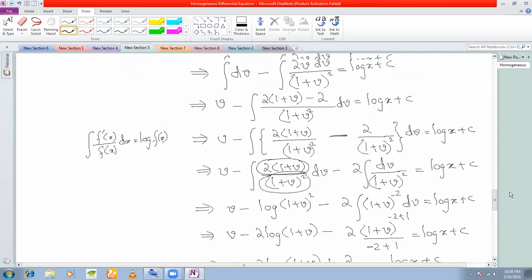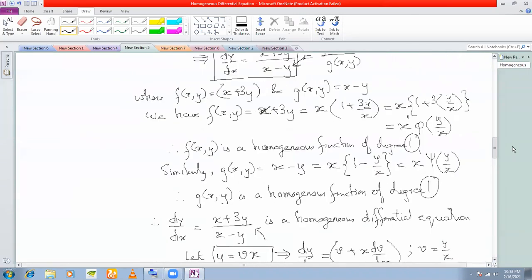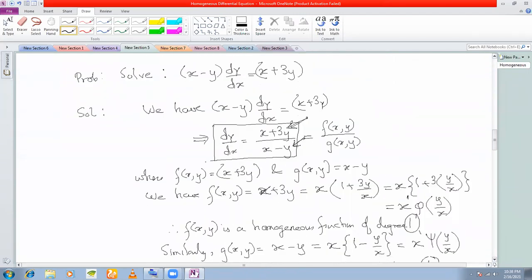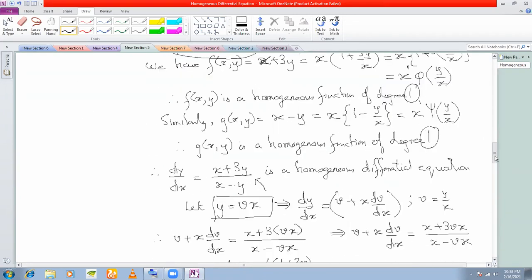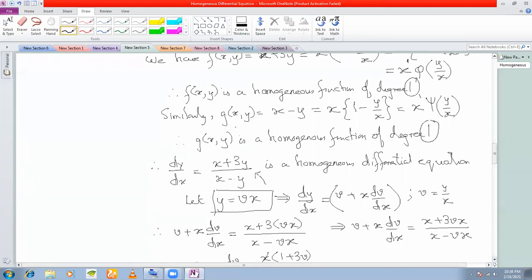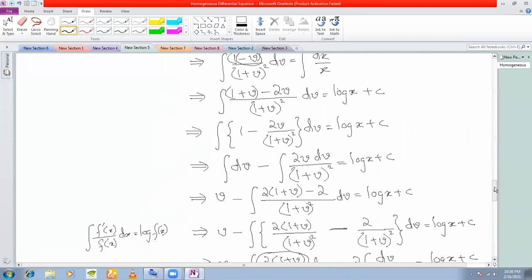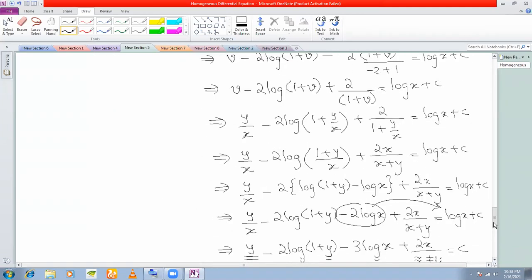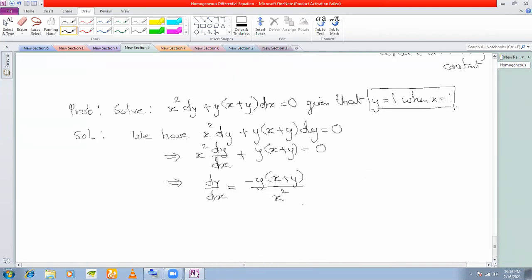In the last problem, we took f(x,y) separately as the numerator and g(x,y) separately as the denominator. Then we checked whether each of them was homogeneous, right? Each of them we checked, for g(x,y) and for f(x,y). Now there is a shortcut way to check whether the given differential equation is homogeneous.